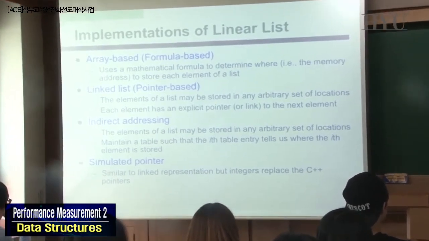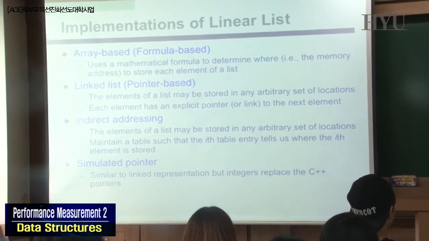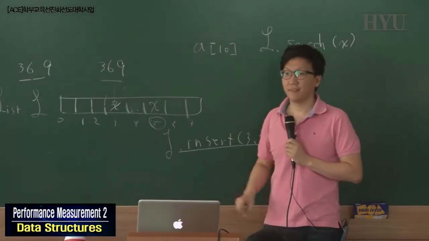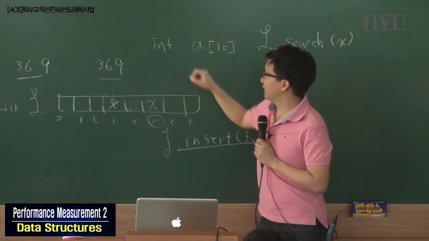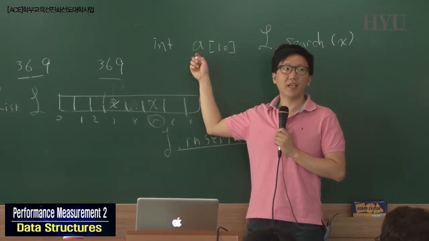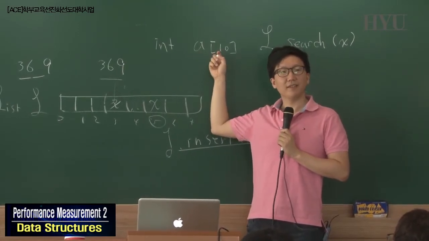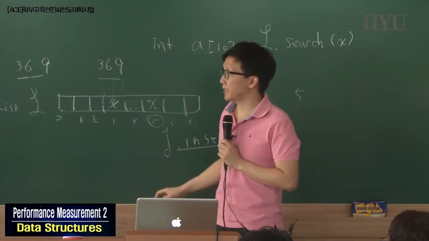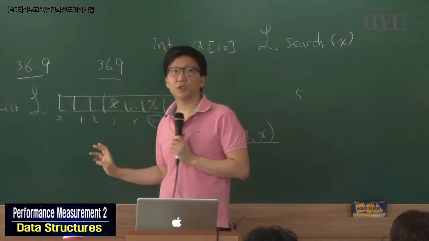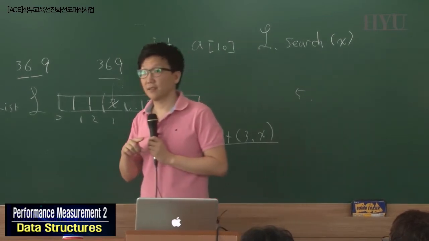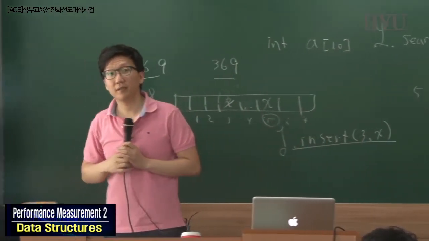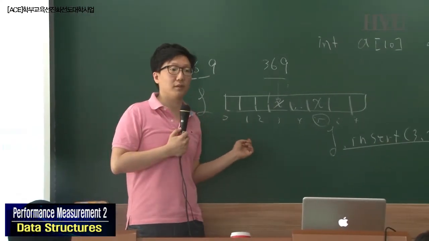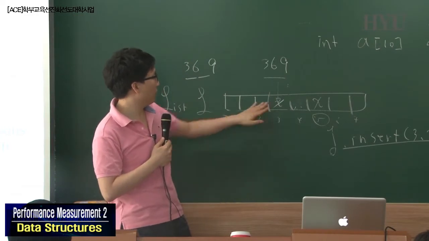You have already seen array-based here. How do you define arrays in any program that you use? A, 10. I just define the array name A with 10 spaces for integer values. That is array-based. I could use this to implement a linear list. But how do you find the location of the elements? Maybe I can use a simple formula. What might be the formula that I use here?